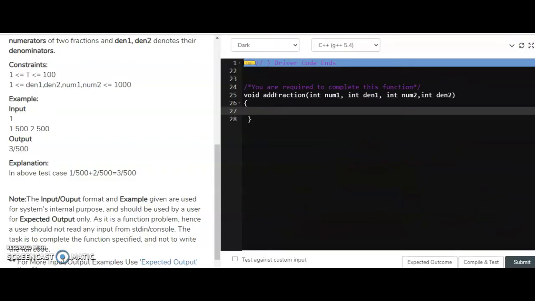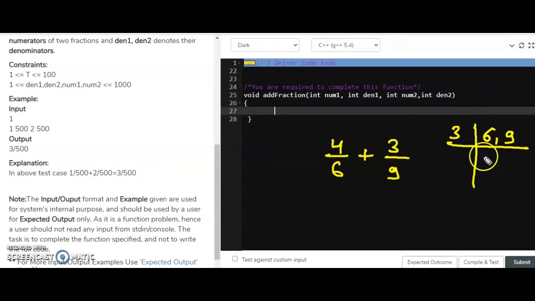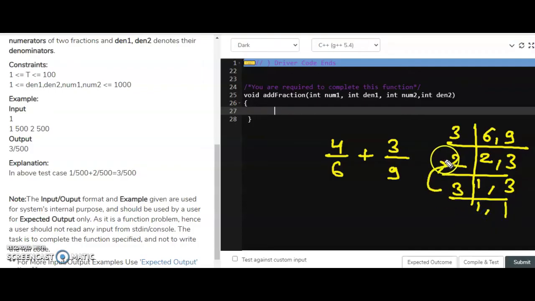Let's see another example. Let's say 4 divided by 6 plus 3 divided by 9. First of all, I am finding the LCM of these, so let's find the LCM, right? I first divide by 3, so it's 2, 3. Then again I divide by 2, it's 1, 3. Again divide by 3, so it's 1, 1. So multiply this 3 by 2, 6, 6 by 3, 18. So 18 is the LCM of 6 and 9.